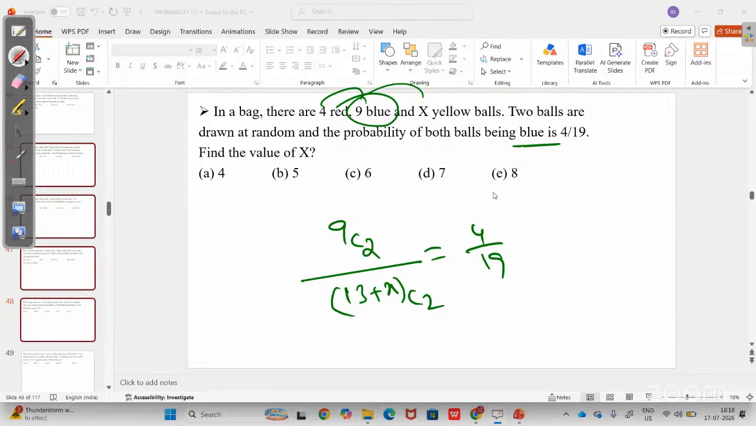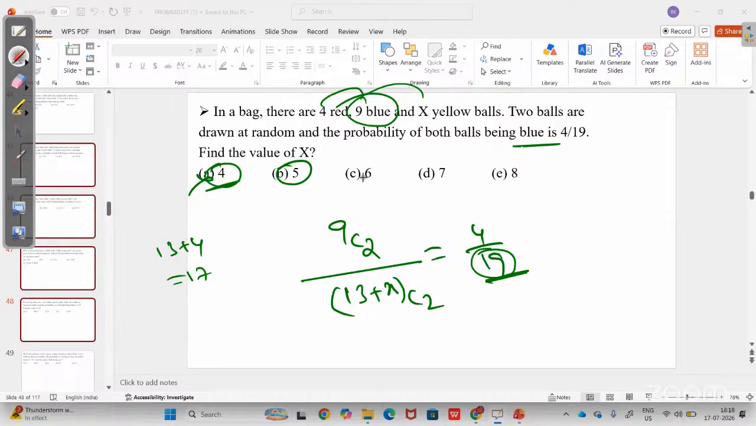We need to take the X value so that the denominator should be a multiple of 19. Why? Because here we already have a multiple of 19. If I substitute X equal to 4, 13 plus 4, I am getting 17 only. I don't get 19. So 4 is eliminated. 5 is also eliminated. Why? Because 13 plus 5 equals 18. It is also eliminated.